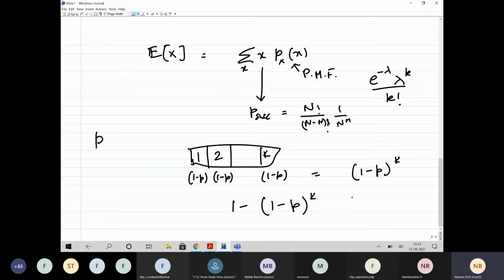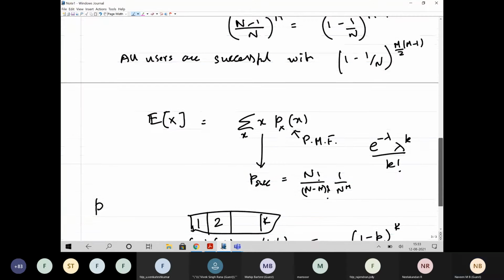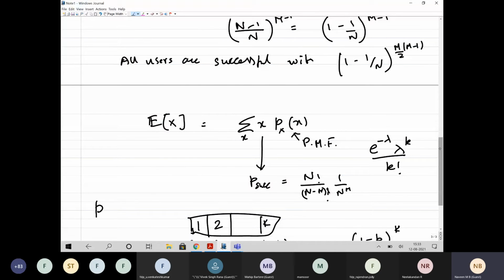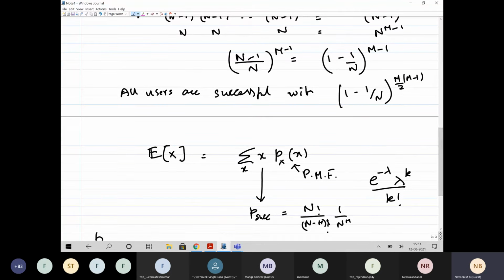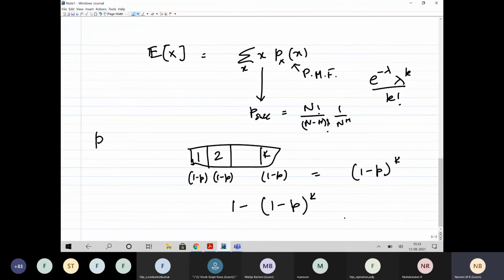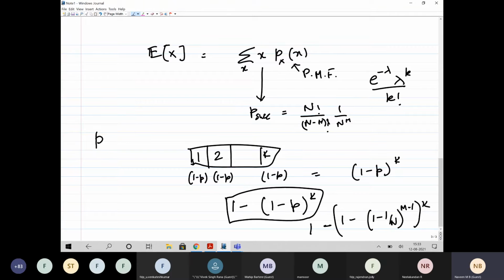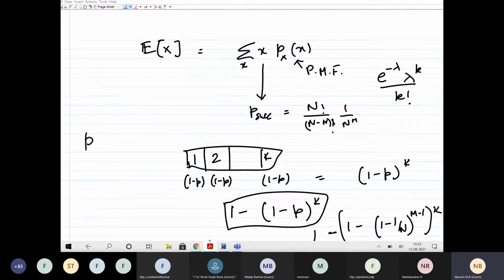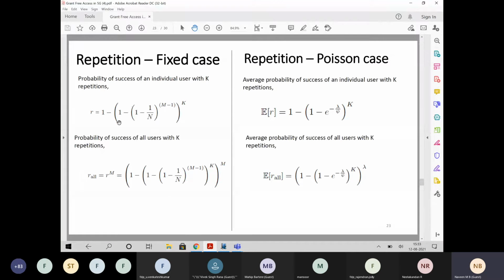Now this p is an ugly expression which we derived, (1 - 1/n)^(m-1) for individual users. So that's why it became 1 - (1 - (1 - 1/n)^(m-1))^k. This entire thing, you raise it to k and take 1 minus that. It looks like this when I write it, but at the end of the day, that's a very simple expression. See, that's what I have here.